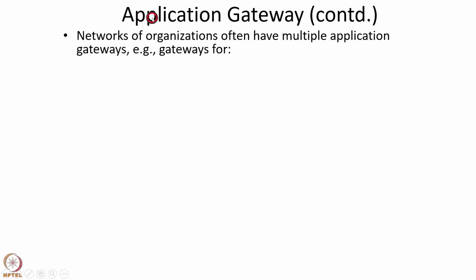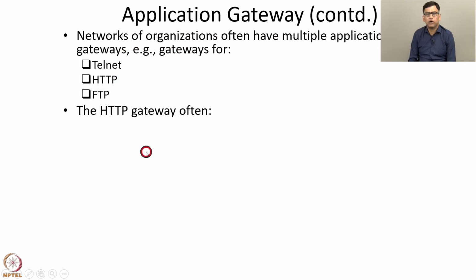Let's discuss some more about application gateways. Networks of organizations often have multiple application gateways. For example, they may have different application gateways for telnet, HTTP, and FTP. So an application gateway is specific to a particular application. HTTP gateways are very common in organization networks. Apart from the basic function of monitoring HTTP traffic and allowing HTTP traffic only to users from a restricted list, the HTTP gateway also performs some other functions.